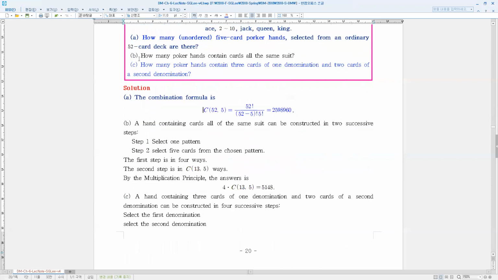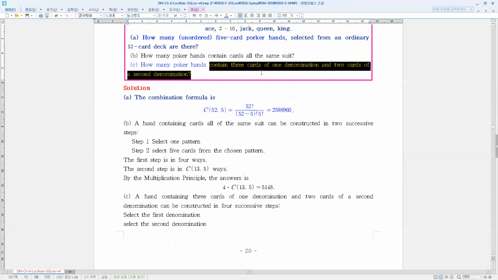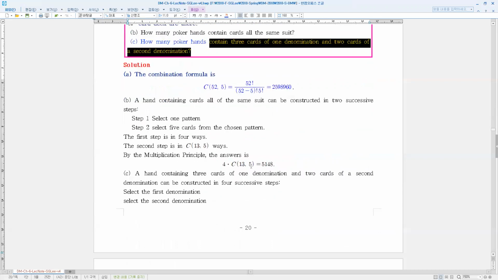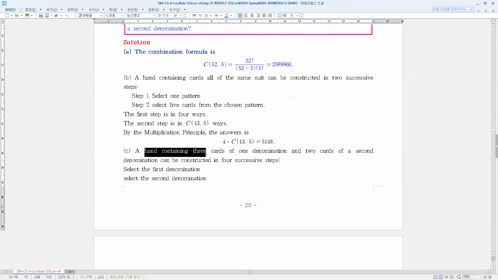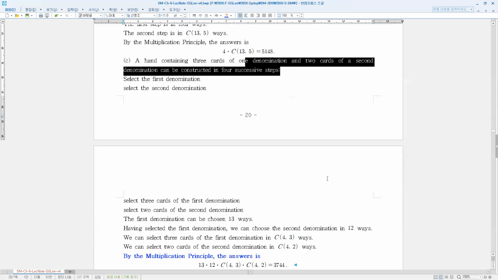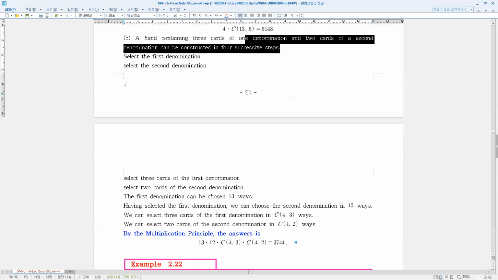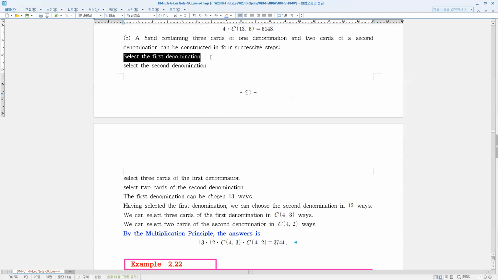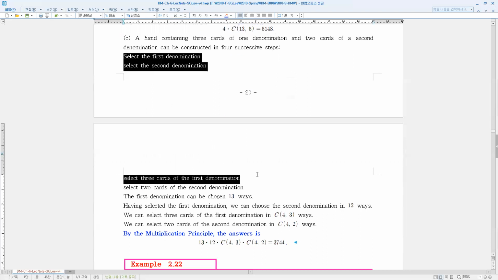And that's for 2, yeah, B. So just think about C case 2. How many poker hands contain 3 cards of one denomination and 2 cards of a second denomination? Here, the hand can be constructed in 4 successive steps. Select the first denomination, then select the second denomination, then select the 3 cards of the first denomination, then select the 2 cards of the second denomination.